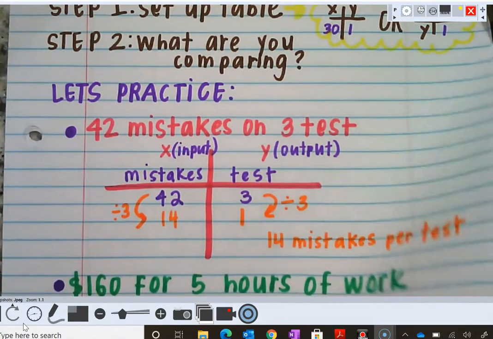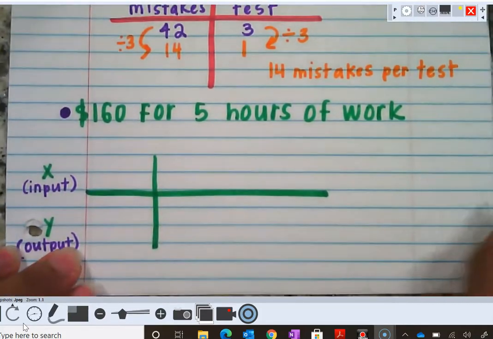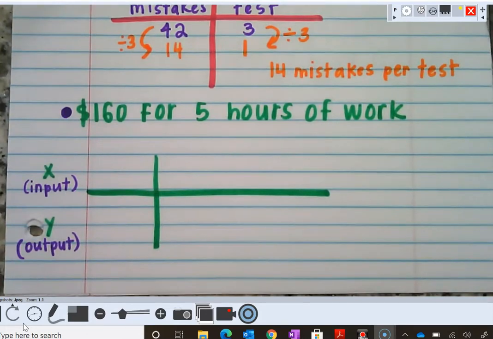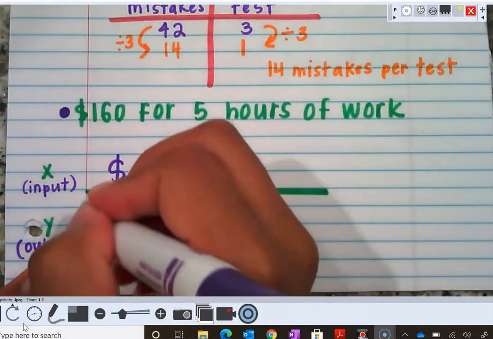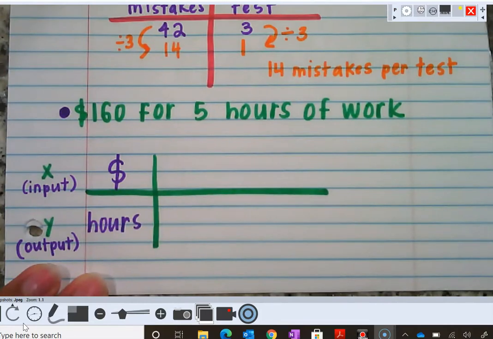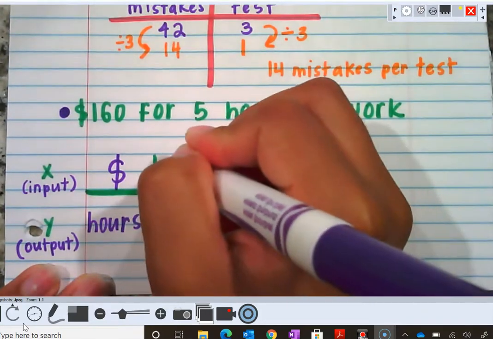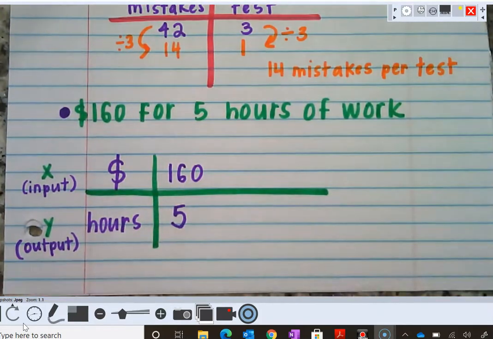All right, let's go on to the next one. $160 for 5 hours of work. All right, what are we comparing here? It looks like we're comparing money and hours of work. So we have our input, the amount of money, and then we're comparing our hours of work. And so as of right now, we know we're going to make $160 for 5 hours of work. But we want to know, if we're looking at unit rate, how much will I make for 1 hour?